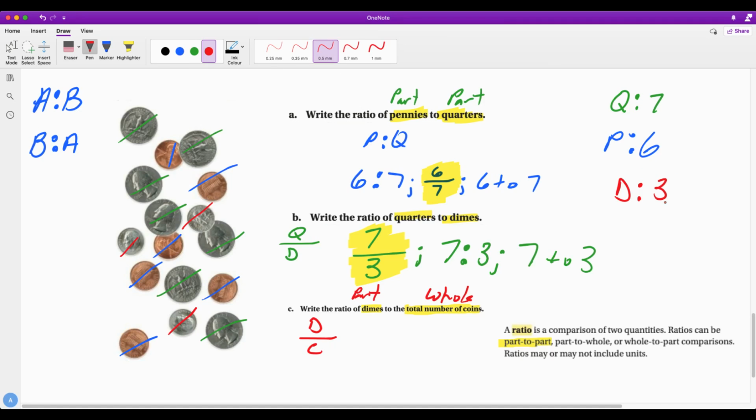So it's easy for me to identify how many dimes I have because we already did that. So we know it's going to be 3. Well, how many coins do I have? What do I need to do with these 3 numbers? In order for me to figure out all of the coins, I need to add them together. So 7 plus 6 plus 3. Well, 7 plus 6 is 13, and 13 plus 3 is 16. So I know that that is going to be 13/16 because we're now looking at all of the coins together.